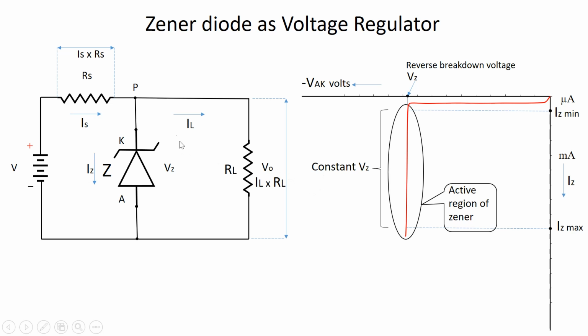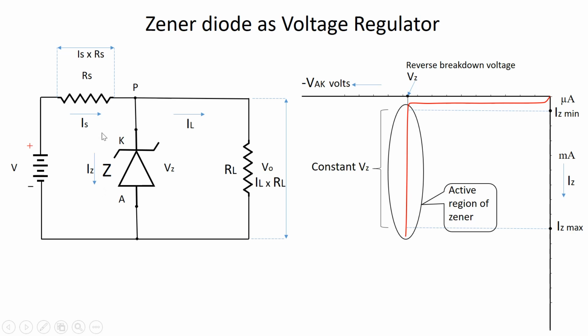Now, you can observe the point P here in this circuit. Before continuing, you can pause the video and observe all the notations that we have used. The current flowing through this series resistance Rs is the supply current Is, the load current IL is flowing through this RL. IL into RL is called the output voltage, which is equal to V0, and the Zener current is flowing from the cathode through this anode and returning to the supply voltage here.